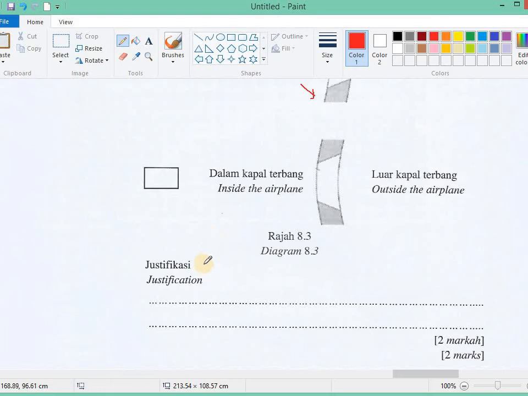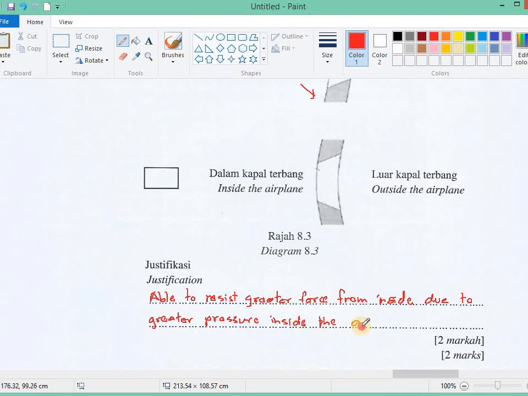So the justification: able to resist greater force from inside due to greater pressure inside the airplane.